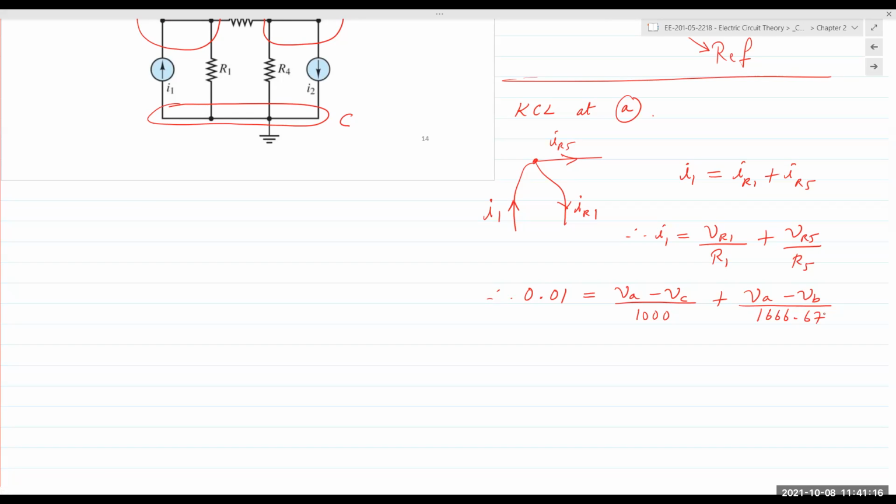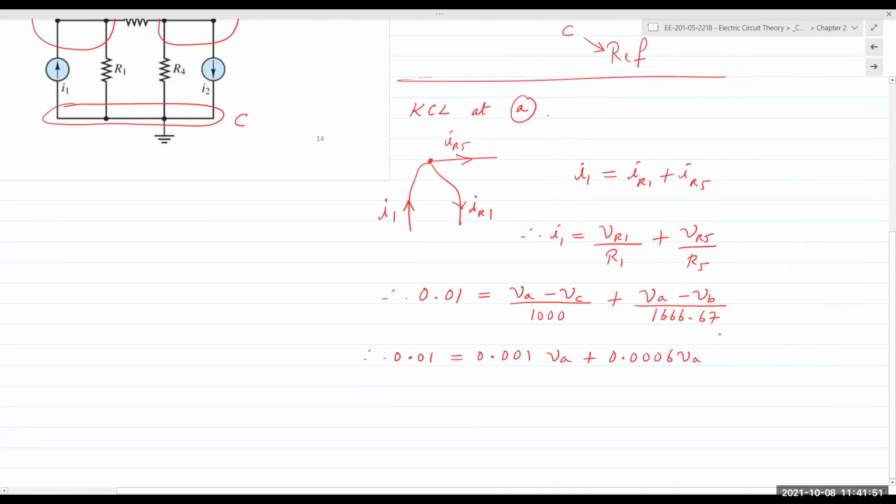Well, not final answer, sorry. And you obtain your equation that you want to solve. So you get 0.01 is equal to 0.001 VA. VC is our reference point, so VC is 0, and so that's eliminated. All we are left with is this. And that is your equation.